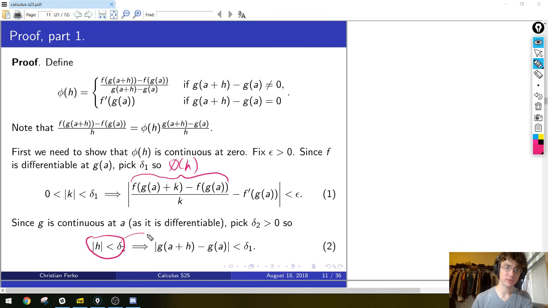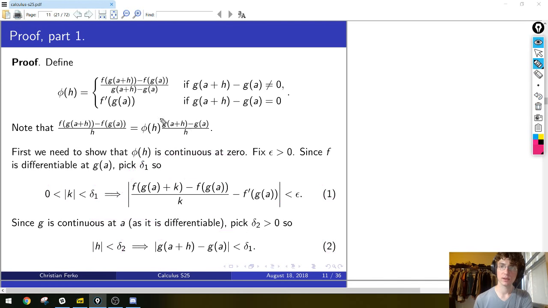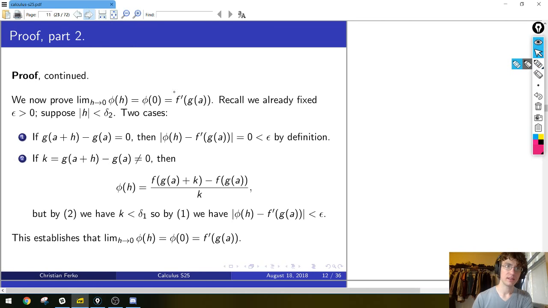So there's a chain of implications, right? We assumed this, that implies this, and that implies this thing in 1, which implies this thing, which is what we wanted to prove for continuity. So we use first 2, then 1 to conclude that the absolute value of phi of h minus f prime of g of a is less than epsilon. So that completes the epsilon delta proof of continuity of phi, which was the first thing we need to prove the chain rule. So now we've proven phi is continuous at 0. That was the hard part, continuity of phi.